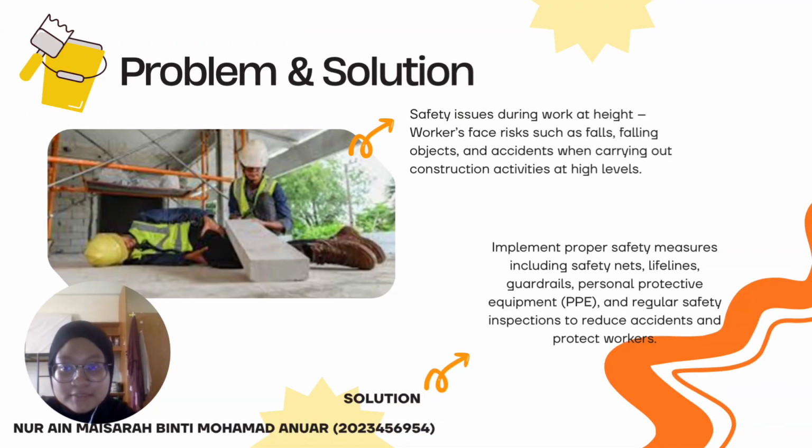The third problem is safety issues during work at height. Workers face risks such as falling objects and accidents when carrying out construction activity at high levels. The solution is to implement proper safety measures, including safety nets, lifelines, guardrails, personal protective equipment (PPE), and regular safety inspections to reduce accidents and protect the workers.